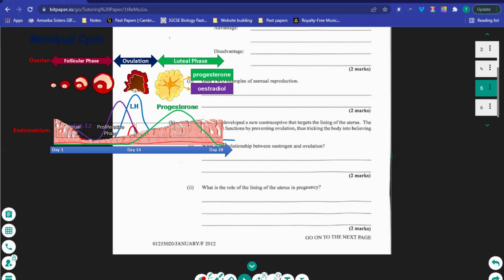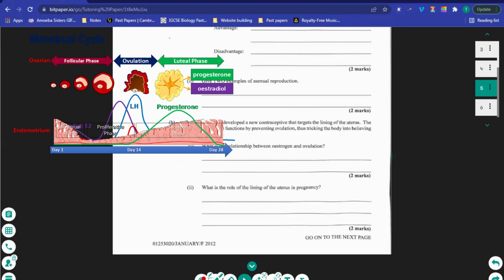So what's the relationship between estrogen and ovulation? Well, the estrogen initiates the thickening of the uterus lining. Once it reaches a particular point, and remember, this is a feedback mechanism, it's going to trigger the hormone that causes ovulation to be released, which is that LH. So that's the relationship between estrogen and ovulation.